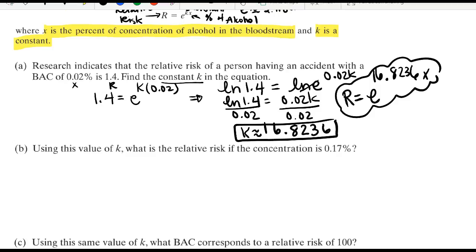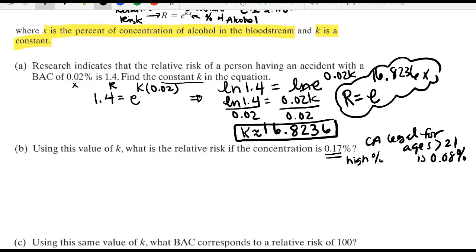Using the value of K, what is the relative risk if the concentration is 0.17%? Okay. Now keep in mind this is a really high percent of BAC. The legal limit in California for ages greater than 21 is 0.08%. Okay, so the 0.17, it's really high. But let's find what the relative risk is.